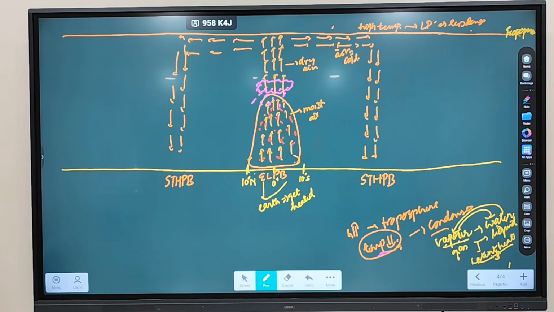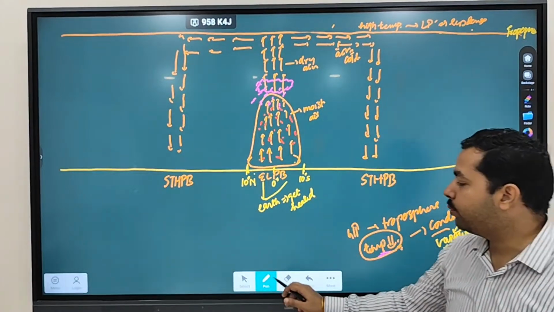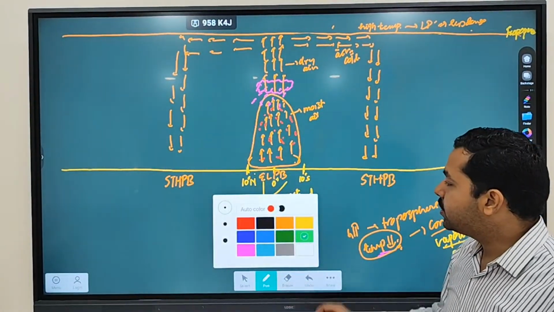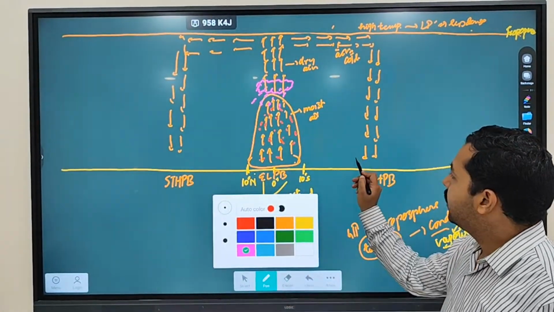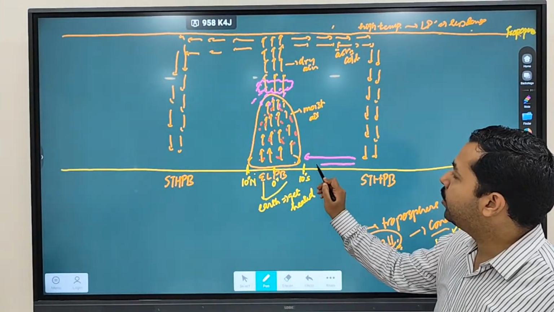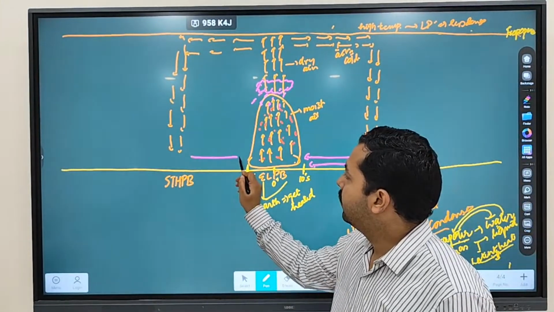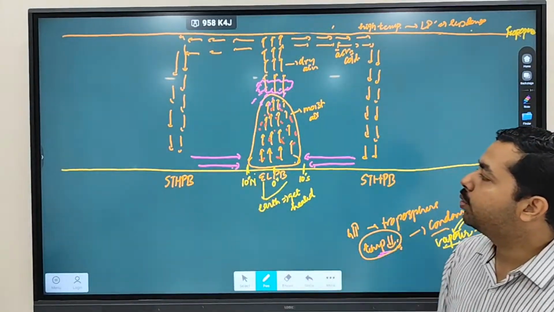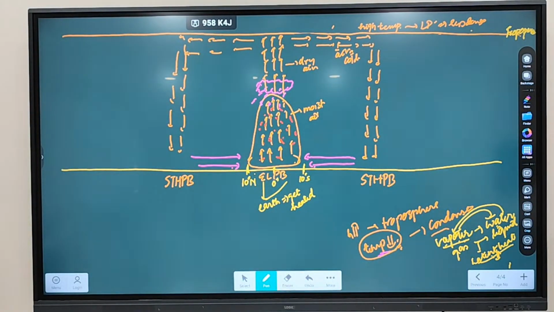Now you know that from a high pressure to a low pressure, wind will always flow. Wind always moves from where to where? From the high pressure region to the low pressure region. So from here to here, you will see a blowing of wind. From here to here, you will see a blowing of wind. This wind is going to be called what?